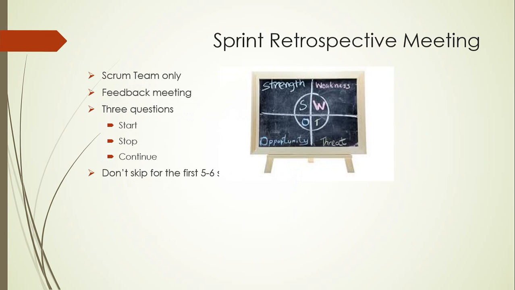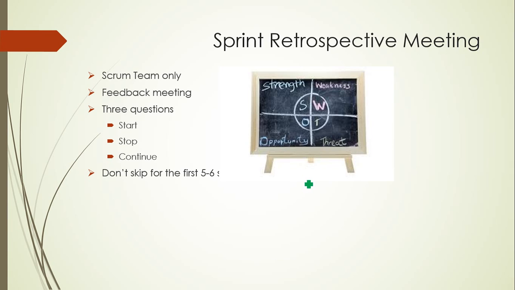Once this meeting is over, the development team comes together for the sprint retrospective meeting. This meeting specifically talks about the development process. The development team does not discuss the product, and this is some sort of feedback meeting where team members are free to provide feedback for the current sprint.